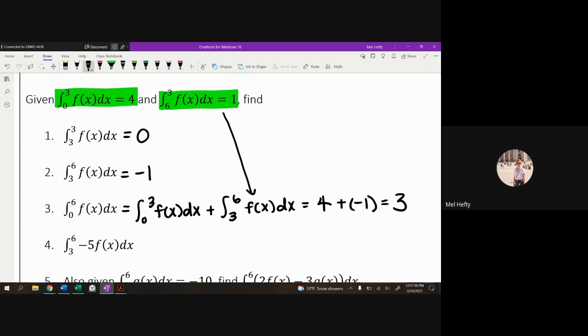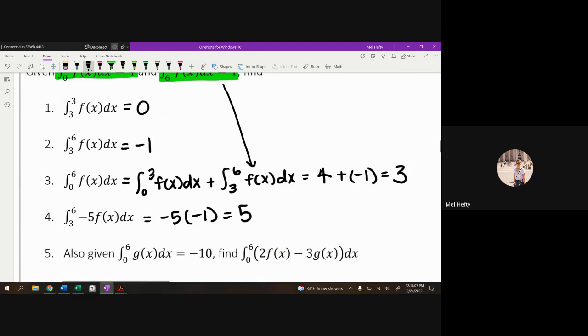All right. I do like 5 for number 4, though. That one is 3 to 6. So we're taking, again, our answer from number 2, and we're doing negative 5 times negative 1 to get positive 5. All right, anyone want to venture a guess for this guy?